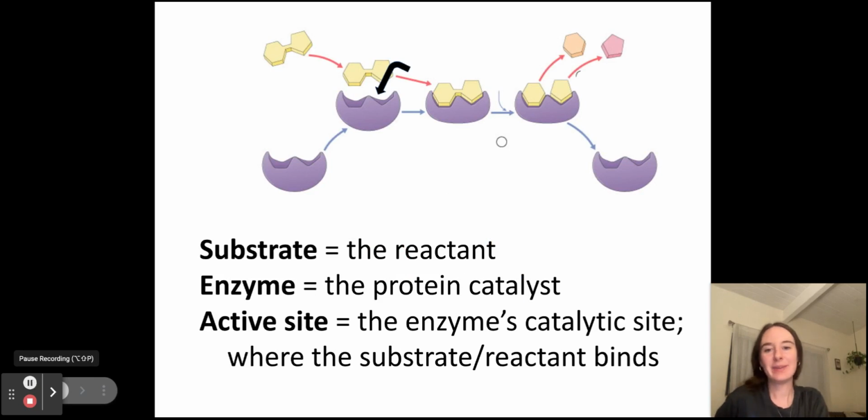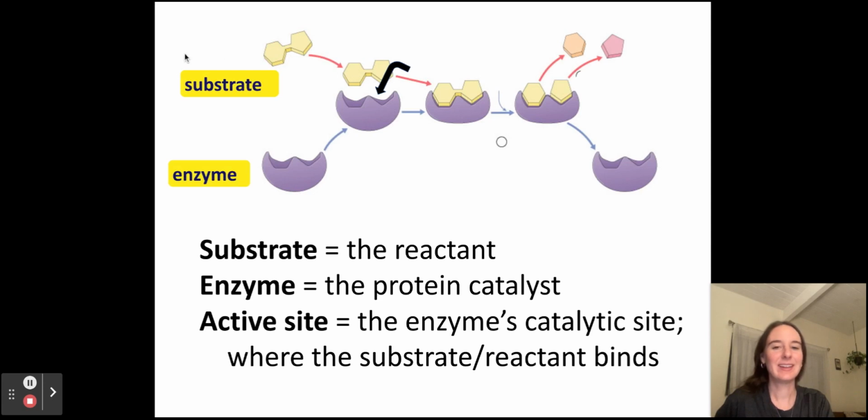So what's actually happening when enzymes speed up chemical reactions? Well, here's our enzyme here in purple. And here are our reactants, the thing that's coming into the chemical reaction. Another word for it is a substrate. So a substrate is the reactant, the thing that's going into a chemical reaction. The enzyme is the catalyst, the thing that's speeding up the reaction.